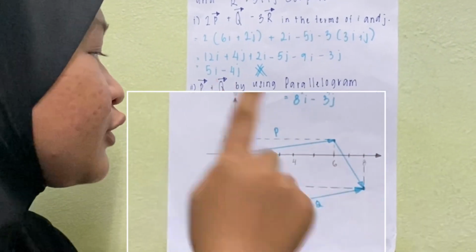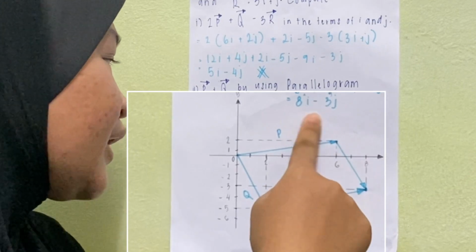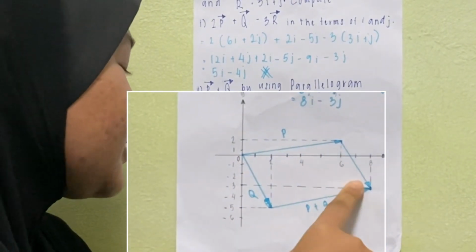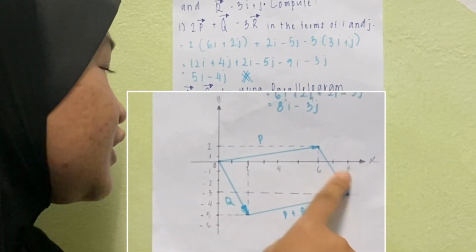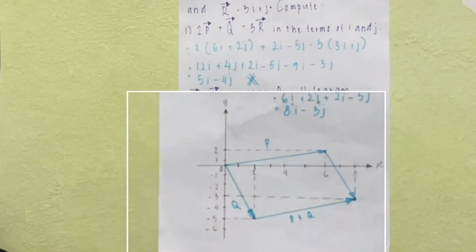So 8i, which is 8 on x, and minus 3j. So you get it here, and after you put it here, you get the graph that you want.